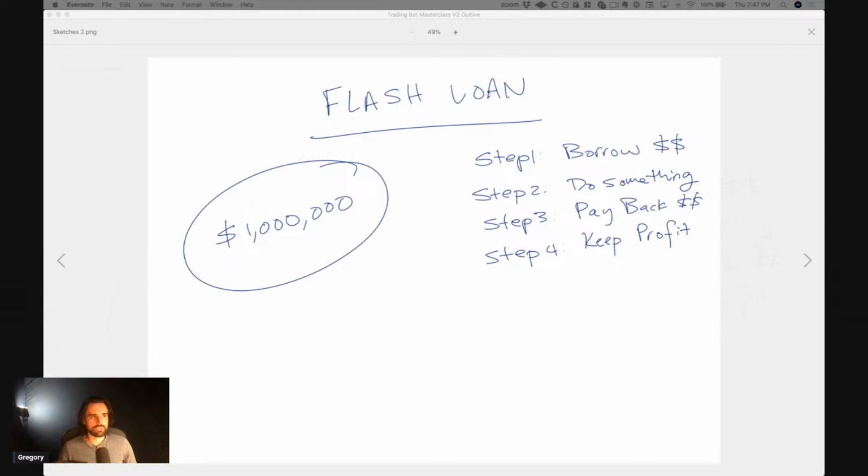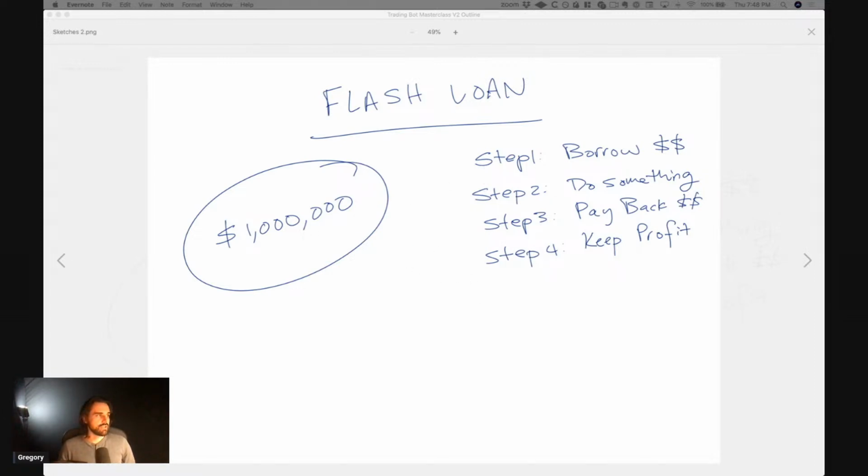And that might look like this on my screen. Step one could be borrow some money. Step two might be do something with it, like go trade it on an exchange. Step three might be pay it back. And then step four might be keep the profit, okay? So that's the idea of a multi-step transaction. And that's how a flash loan comes into play. As long as you can borrow this money and do stuff with it and pay it back in full and have some profit left over, that's a successful use of a flash loan, okay?